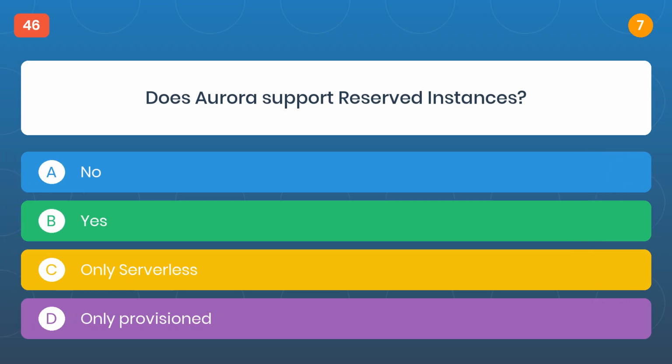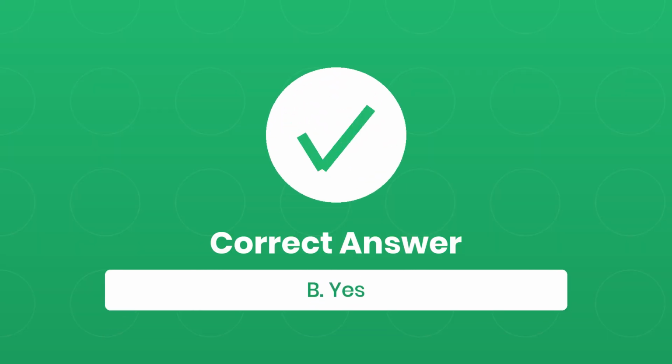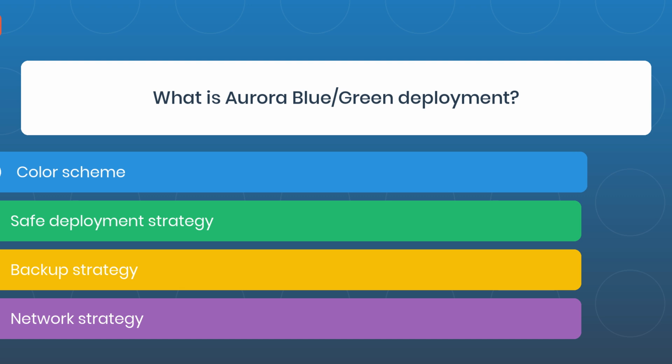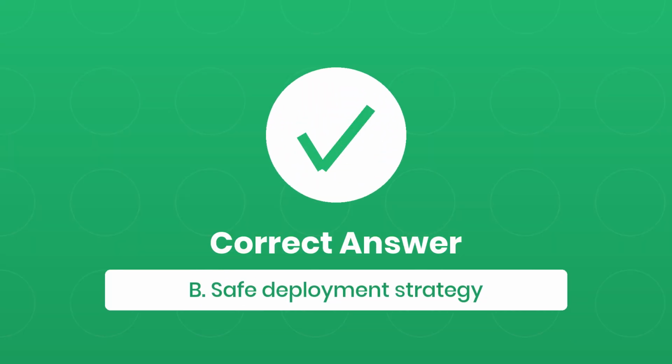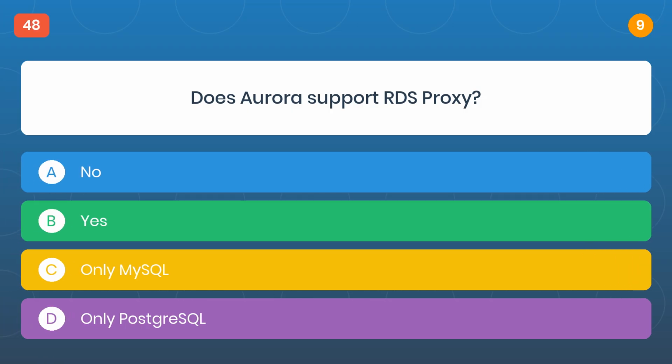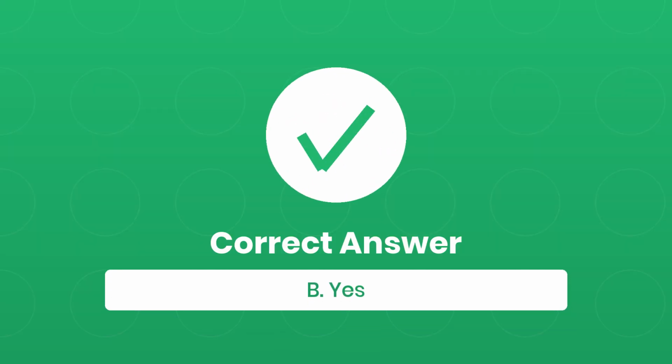Question 46. Does Aurora support reserved instances? The correct answer is B, yes. Question 47. What is Aurora blue/green deployment? The correct answer is B, safe deployment strategy. Question 48. Does Aurora support RDS proxy? The correct answer is B, yes.